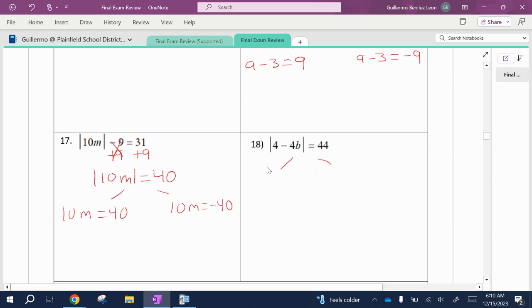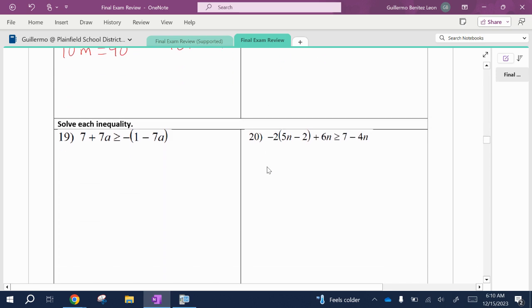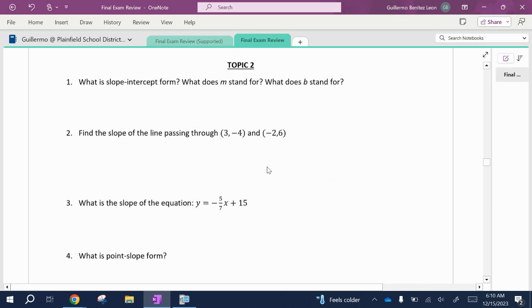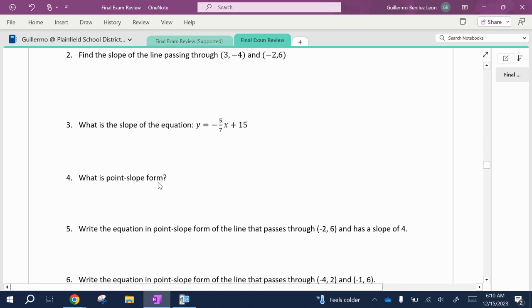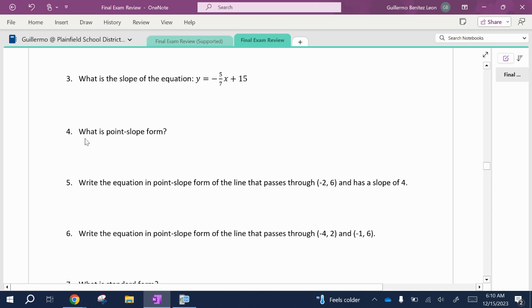Moving on to topic 2. Number 4, that's where I'm going to start off. What is point slope form? Point slope form is the one that we rarely use. It's very common in geometry though, so it is important. We just do not use it in algebra 1.